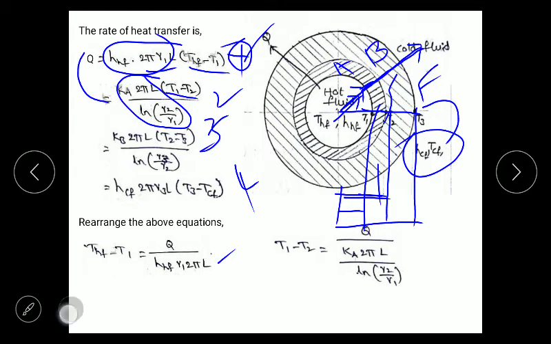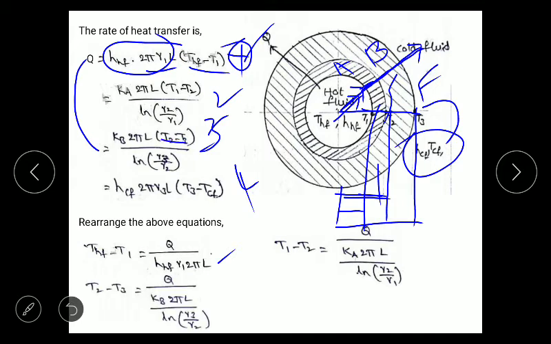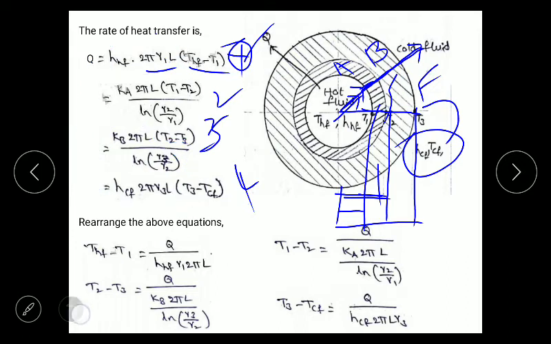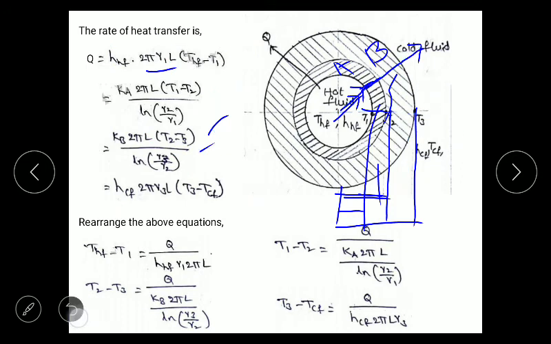Now let us consider these two terms. Q is equal to Kb into 2 pi L into T2 minus T3 divided by ln R3 by R2, from which T2 minus T3 can be written as Q divided by the remaining term, Kb into 2 pi L divided by ln R3 by R2. And similarly from these two we can write T3 minus T_cf as Q divided by the remaining term, h_cf into 2 pi R3 into L. So these are the four temperature terms we got from the above heat equations.